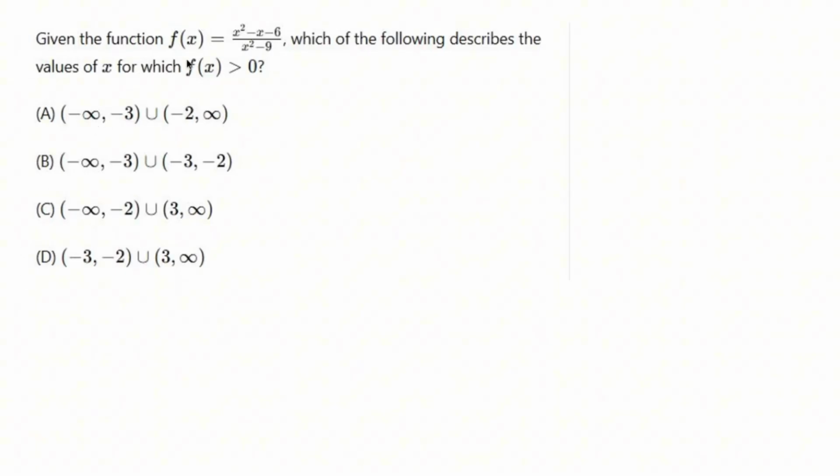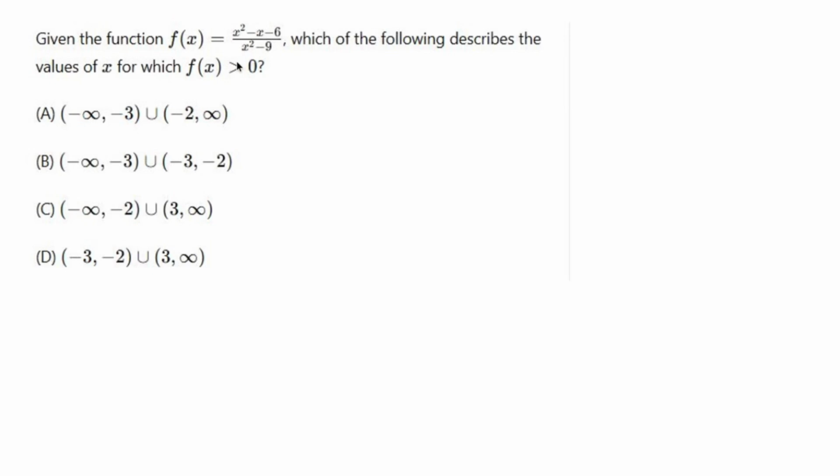Given the function f of x equals x squared minus x minus 6, which of the following describes the values of x for which f of x is greater than 0? Ugh. So this is what we have to do here. We have a lot going on. We have to find zeros, we have to find holes, and we have to find vertical asymptotes.